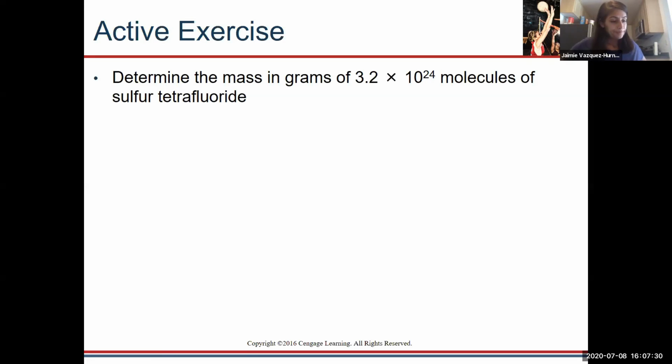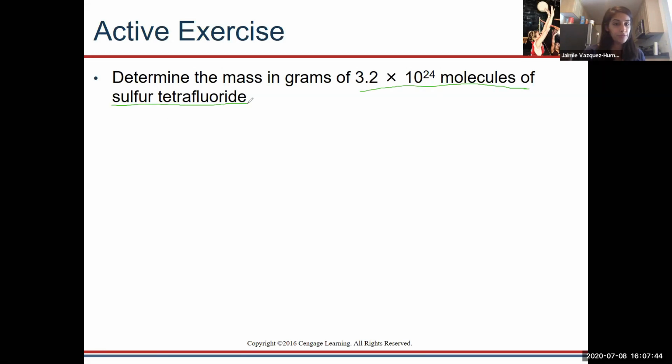So we're going to use your given. That's going to be the 3.2 times 10 to the 24 molecules of sulfur tetrafluoride. So you said 3.2 times 10 to the 24. And that's molecules of sulfur tetrafluoride.